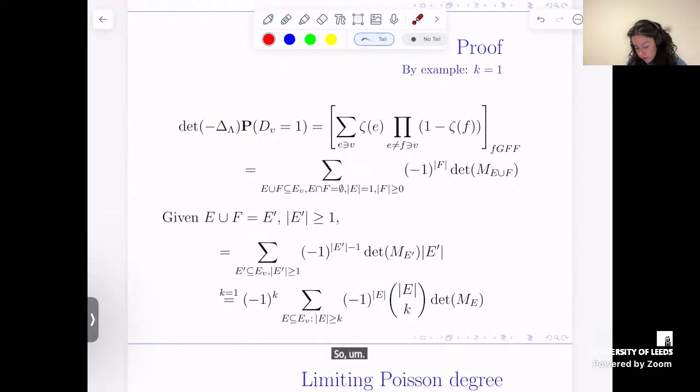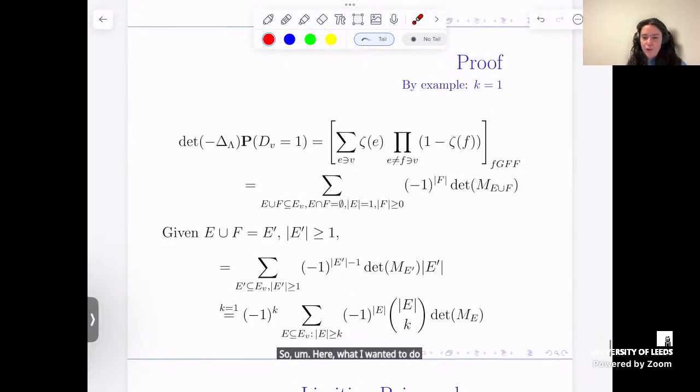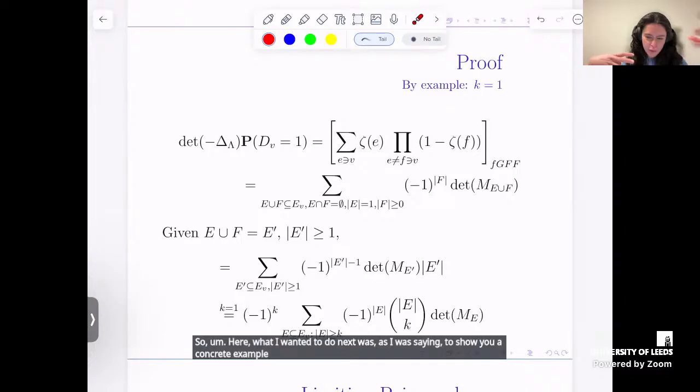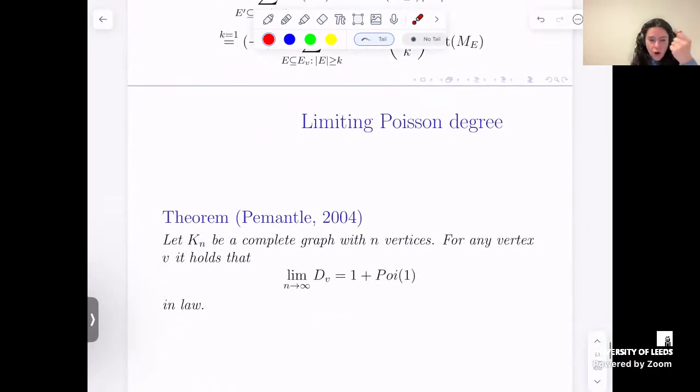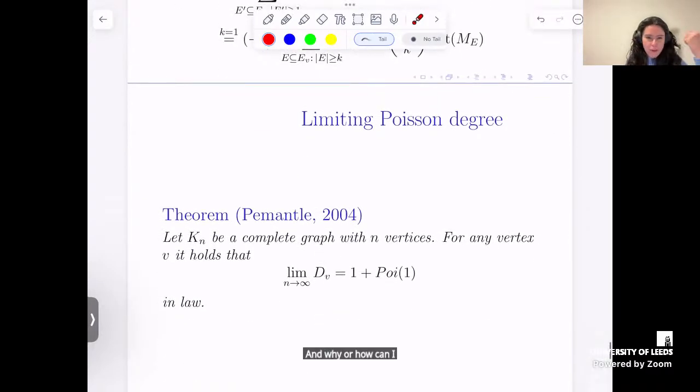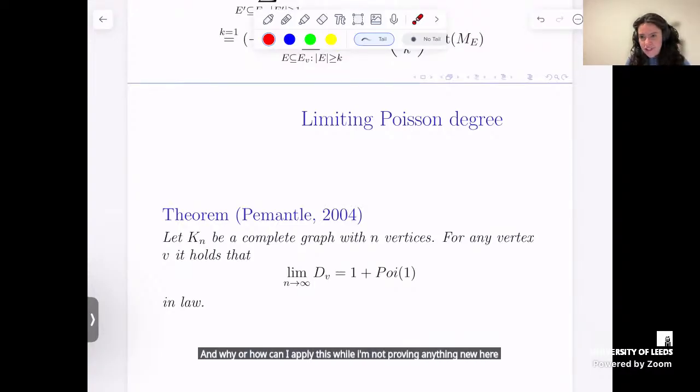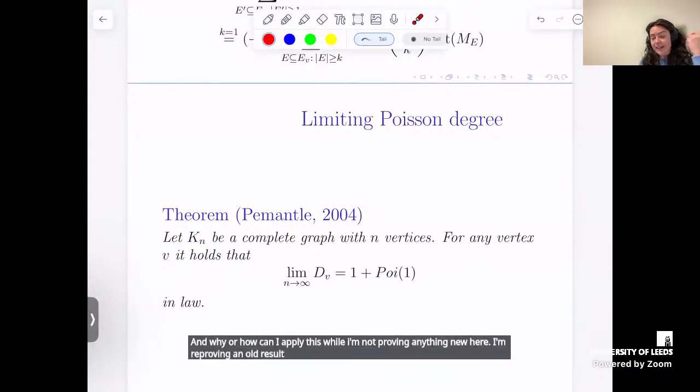So here, what I wanted to do next was, as I was saying, to show you a concrete example of the interplay between being able to work with fermionic variables plus the use of limits for the transfer matrix. And why or how can I apply this? Well, I'm not proving anything new here. I'm reproving an old result which goes back at least to Pimentel 2004.